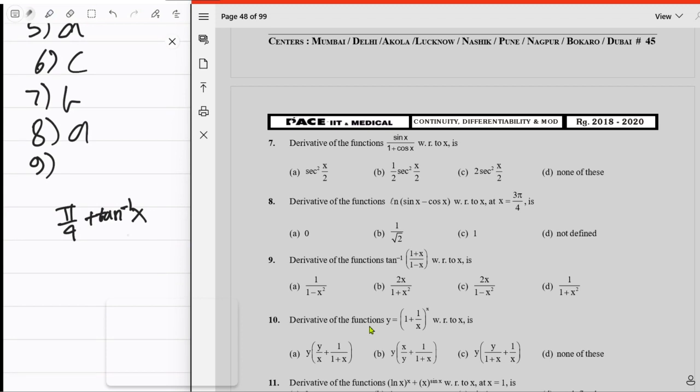So this is just what, 1 upon 1 plus x squared? Yeah, 1 upon 1 plus x squared. So it's supposed to be D. Next question.